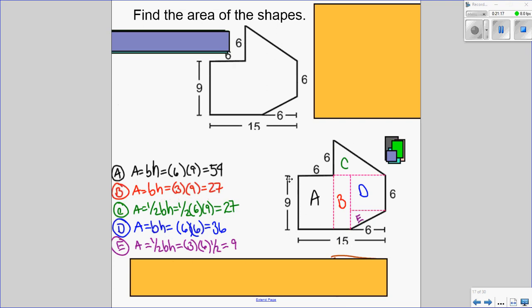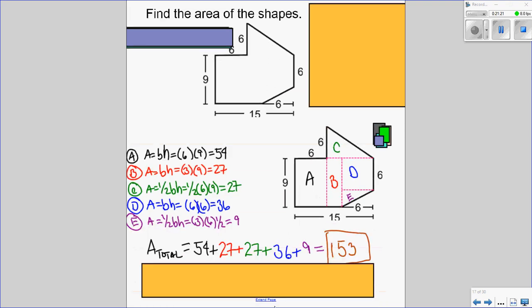Once I found the 5 areas, let me put it down here. I added them all up and got the total area, which was 153. So if you've got a shape like this, break it down into shapes that you are familiar with. Find each area, put them all together, and then you've got the total area. You can never fail with that.